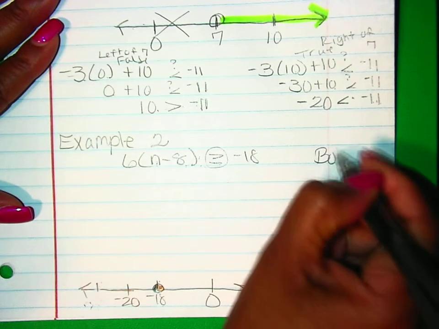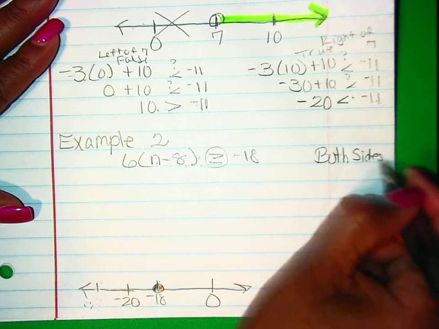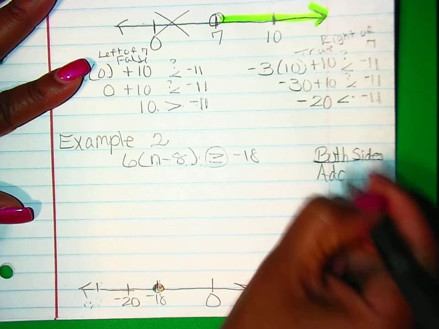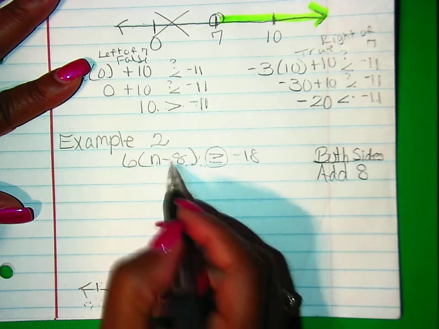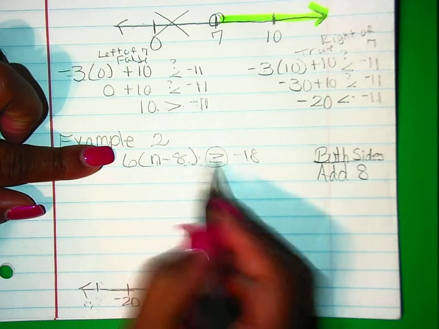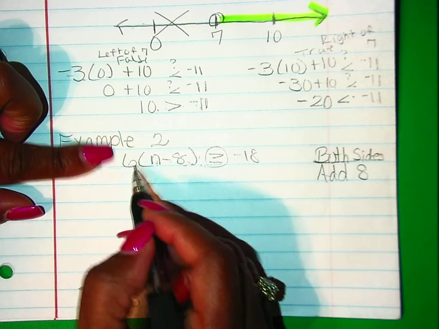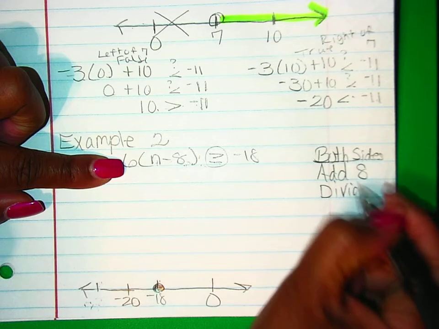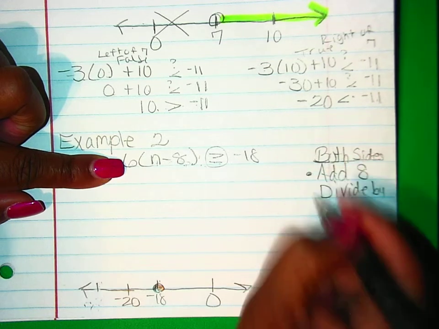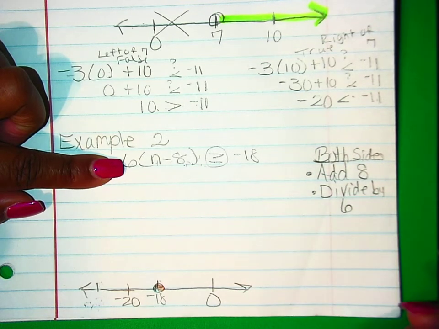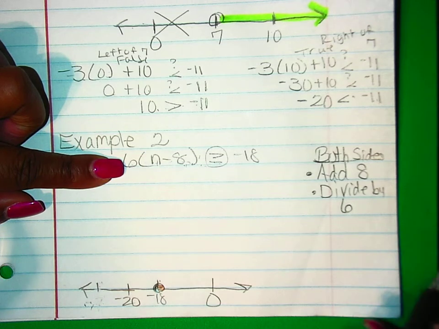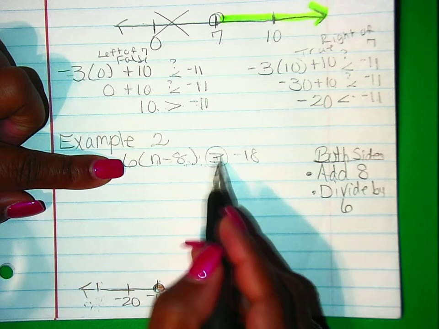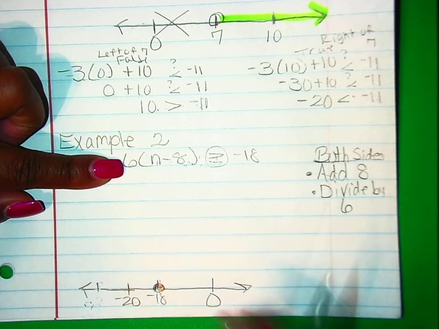So in this case, on both sides, I'm writing both sides so you can know both sides of the inequality. I'm going to add 8, because we subtracted 8 first. Then after we subtract the 8 from n, then we're multiplying by 6. So then I'm going to divide both sides by 6. Okay? And I'm not dividing or multiplying by a negative number. So it's going to stay greater than, but I'm going to check left side and right side.